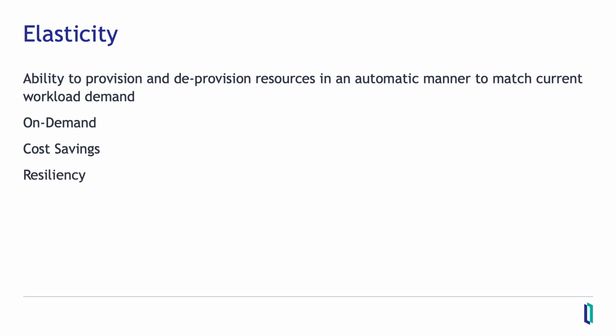Resiliency, you can automatically detect poor health of a resource, shut it down, and start up a replacement. And kind of like what we said in the last slide, elasticity requires horizontal scalability.